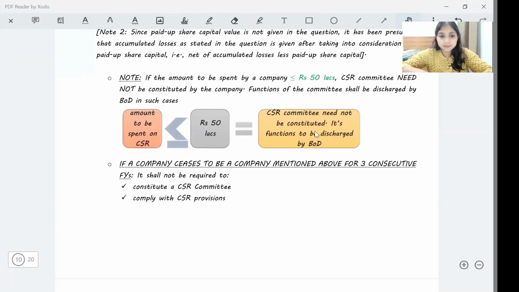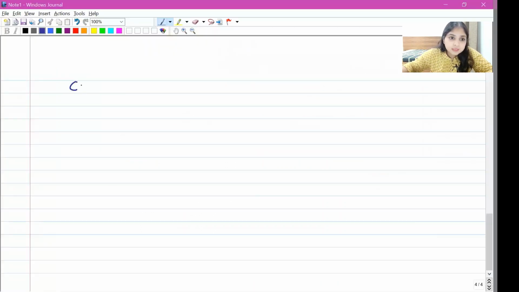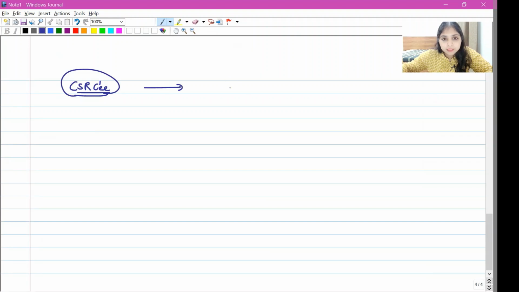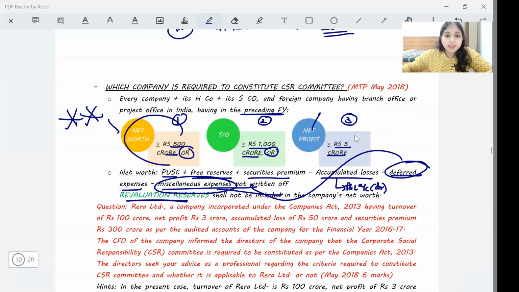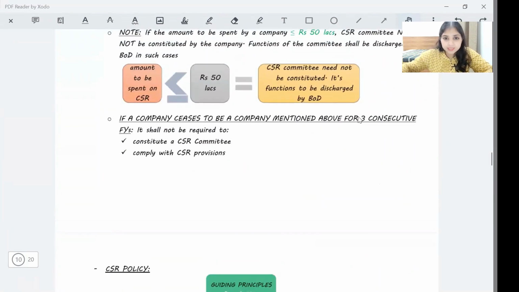Okay, now listen. See, when is a CSR committee required? A CSR committee is required only if in the preceding financial year, the company's net worth was at least 500 crores or turnover was at least 1000 crores or net profit was at least 5 crores. Only if any of these 3 conditions are fulfilled, only then we will ask the company to have a CSR committee.